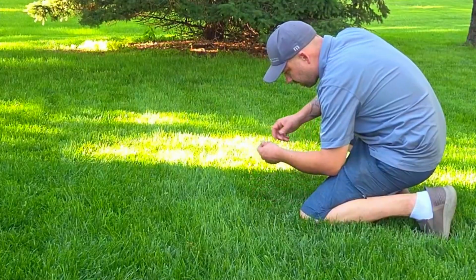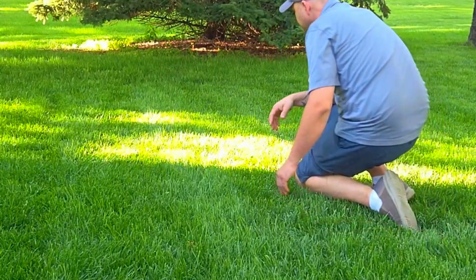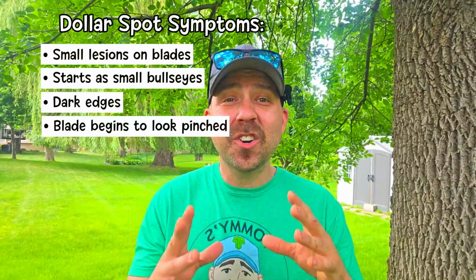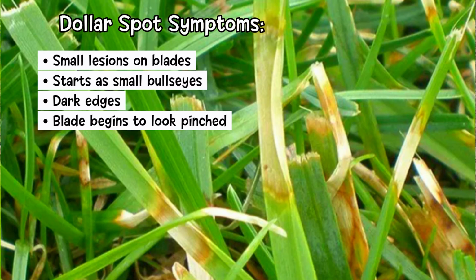But it's a good idea to go take a look at the grass blades before you do this to see if you actually are dealing with dollar spot. A very easy way to identify dollar spot is you want to look at the grass blade. What you'll see on the grass blade is bullseye, oblong-shaped lesions on the blade. They'll have a dark ring on the outside of the lesion, and the blade can also seem like it's been kind of cinched or pinched, almost like a belt tightened around it too tightly. This definitely means that you're dealing with dollar spot.